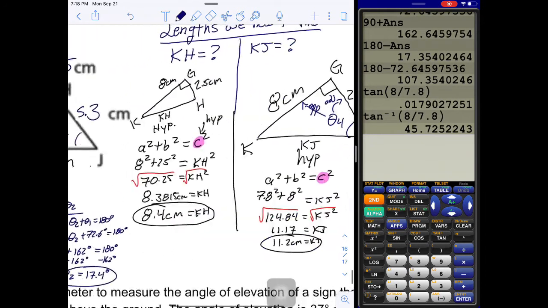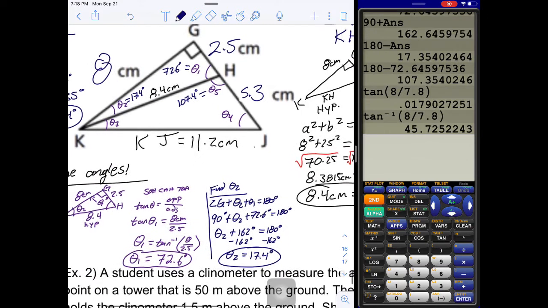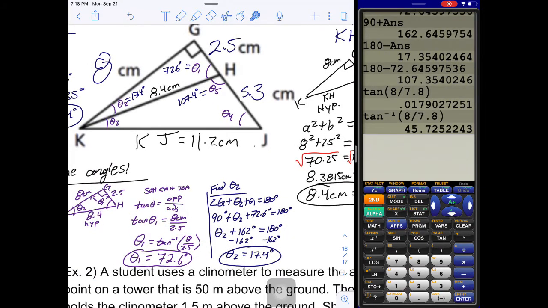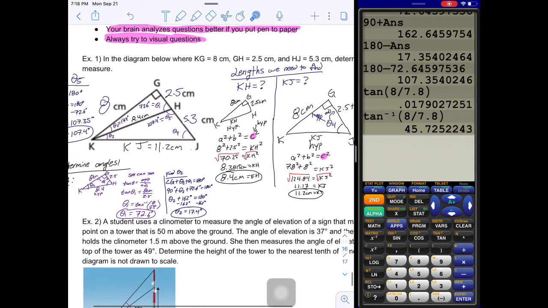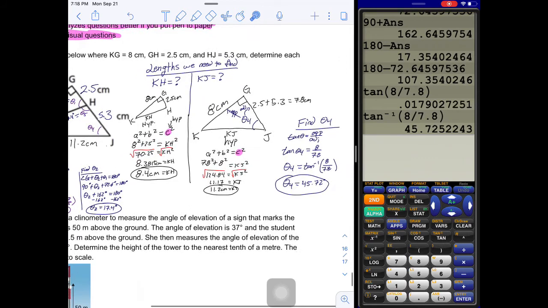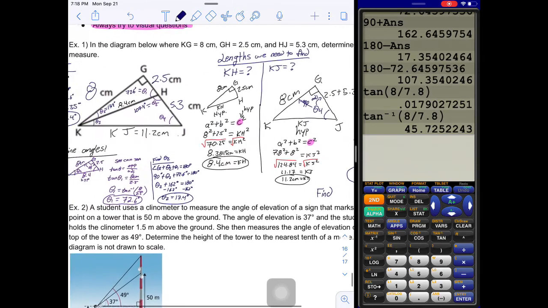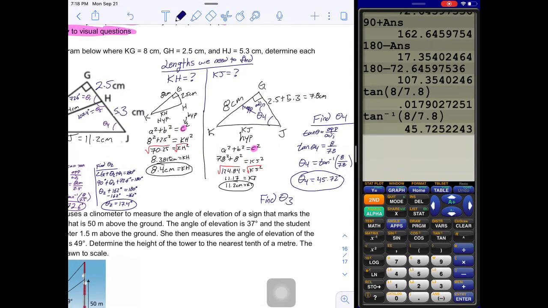And now, hopefully you can see, to find angle 3 won't be that hard because we have one angle in a triangle and another angle in a triangle. That rule of 180 degrees equals the sum of all angles does not just have to be a 90 degree triangle. It relates to any triangle. So finally, find angle 3.